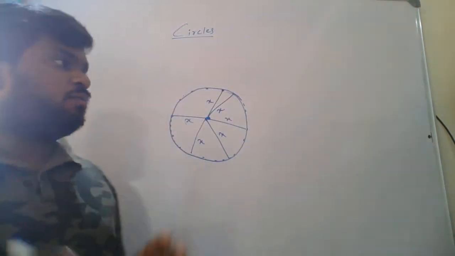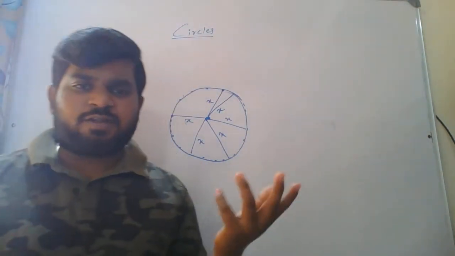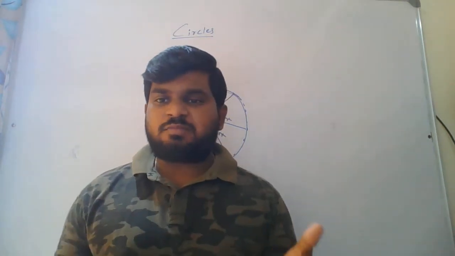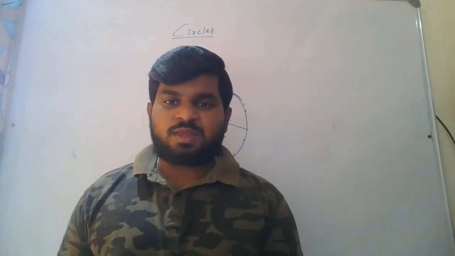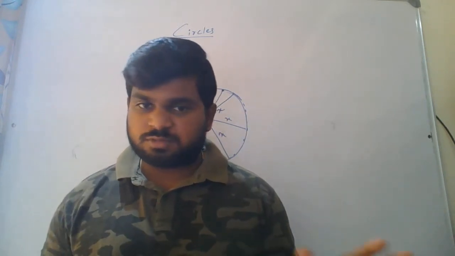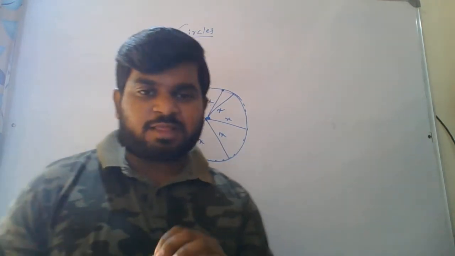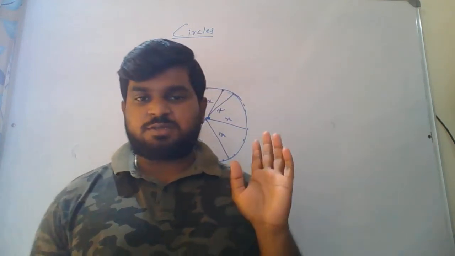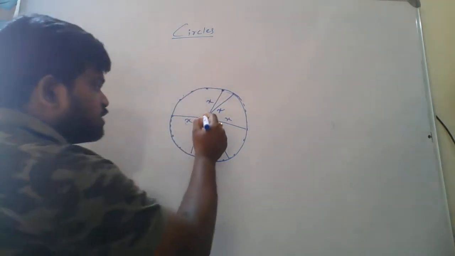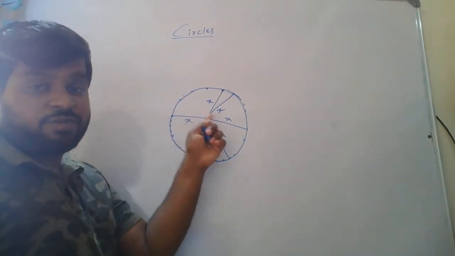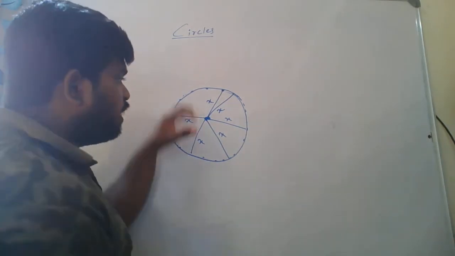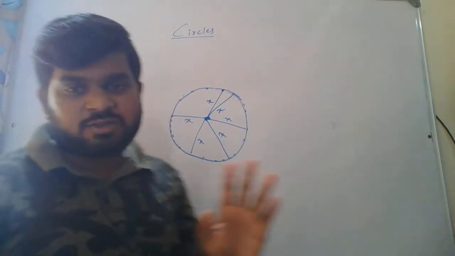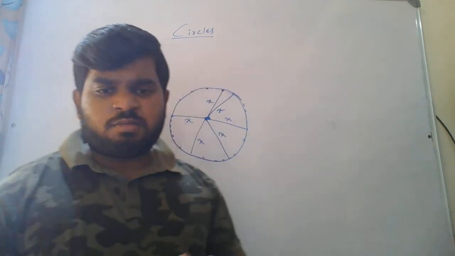Simple thing. Or you can also give the textbook definition: the locus of a point. Locus is nothing but the movement. A point is moving on a plane in such a way that it is always at a fixed distance from a fixed point. Very simple. As simple as that. And what do we call this fixed point and fixed distance? The fixed point is called the center of the circle, and the fixed distance is called the radius of the circle. Most of you know these things.